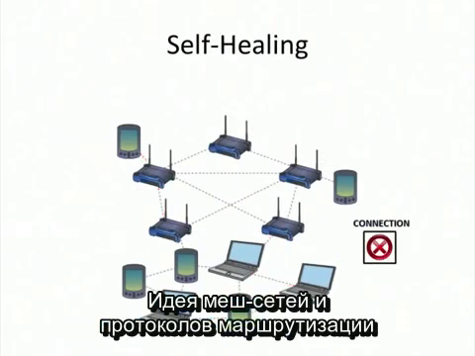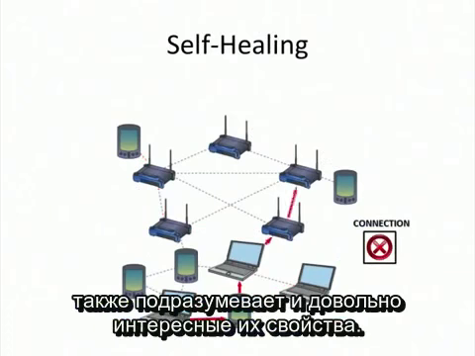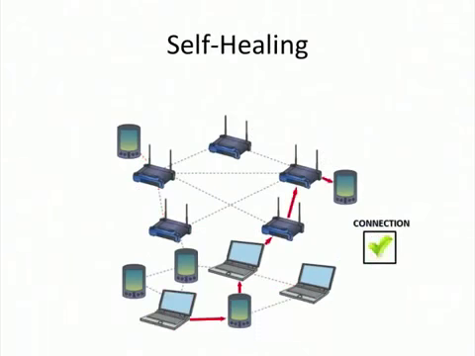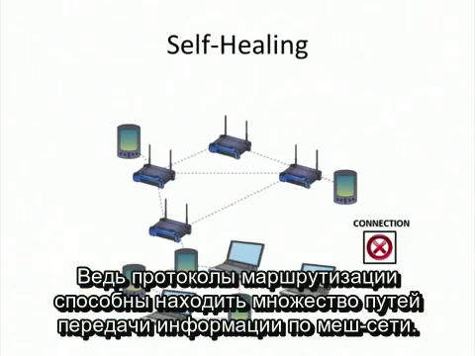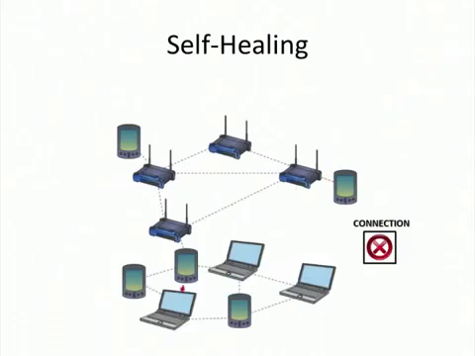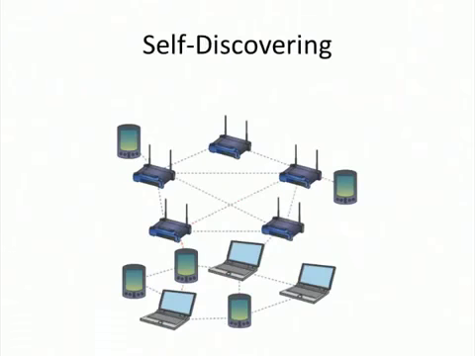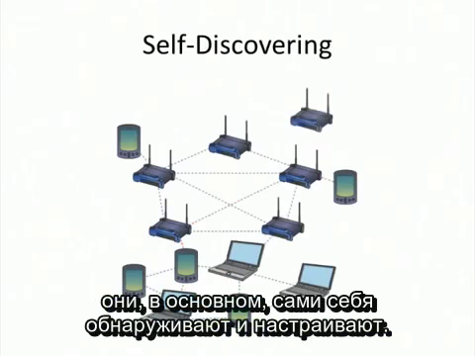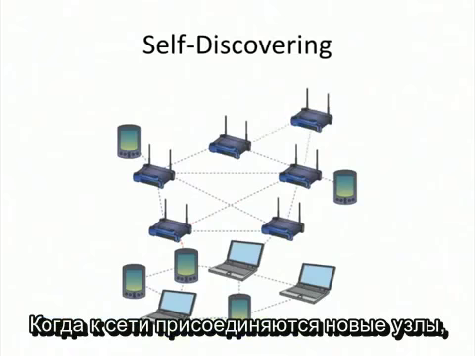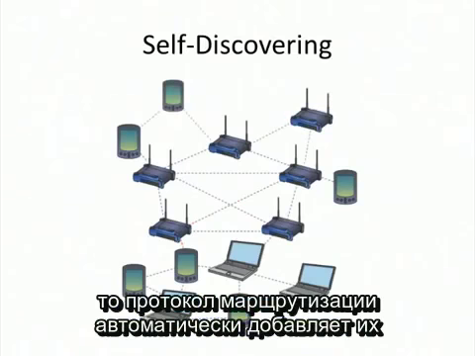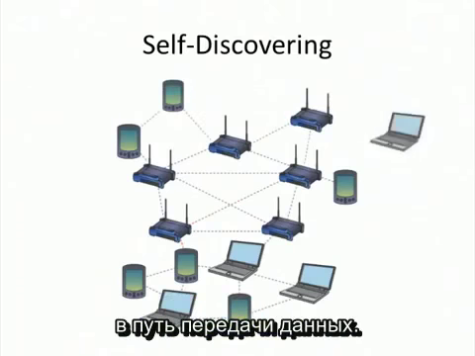The nature of mesh networks and their routing algorithms also brings about many interesting properties. First, they are self-healing, as the routing protocols find multiple ways to send data across the mesh. Even if a node drops off, as long as the mesh is contiguous, it will continue to function. Second, they are generally self-discovering and configuring. When new nodes join the mesh, the routing protocols automatically integrate them into the data transmission paths.